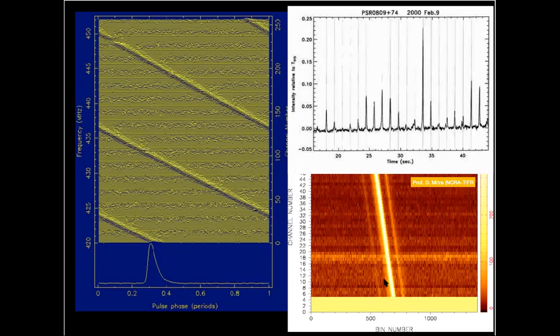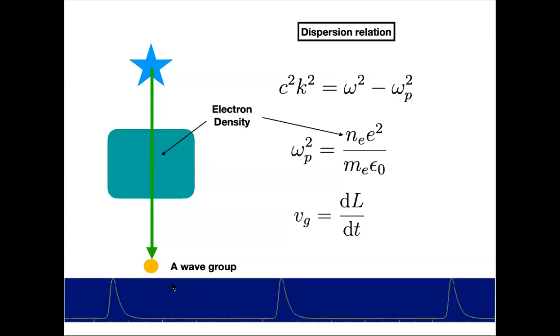So this phenomenon, the fact that the pulse arrives earlier at higher frequencies, means that it has a higher velocity. It essentially means that the pulse travels with different speeds at different frequencies through the interstellar medium.